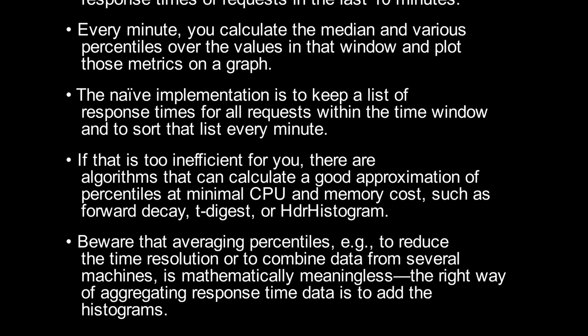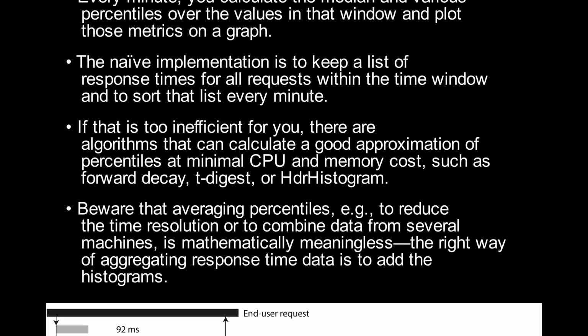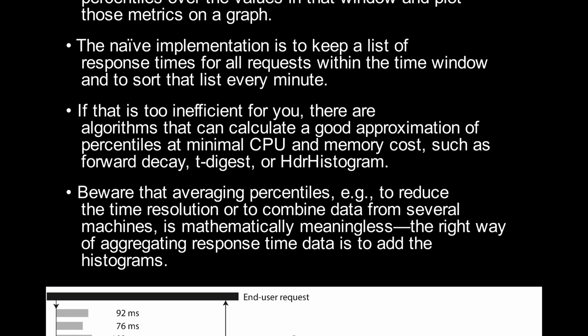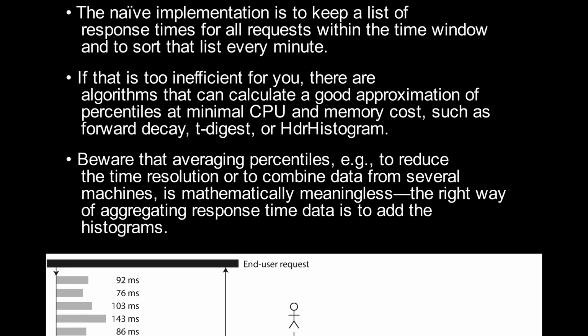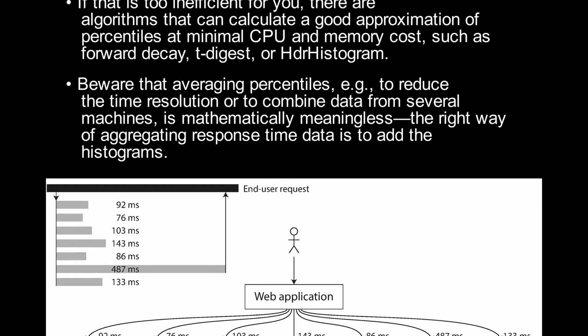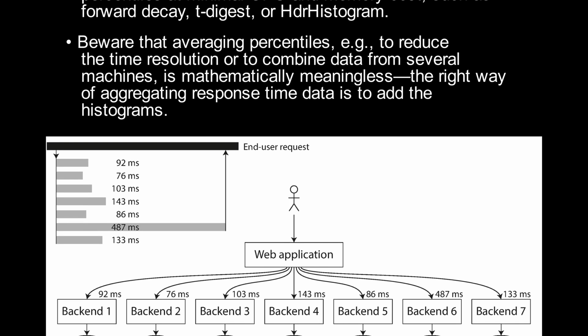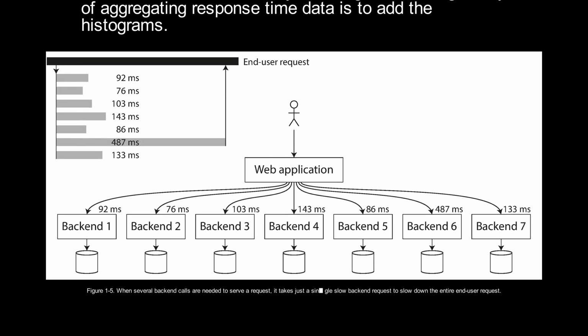Beware that averaging percentiles, for example to reduce the time resolution or to combine data from several machines, is mathematically meaningless. The right way of aggregating response time data is to add the histograms. Figure 1-5. When several backend calls are needed to serve a request, it takes just a single slow backend request to slow down the entire end-user request.